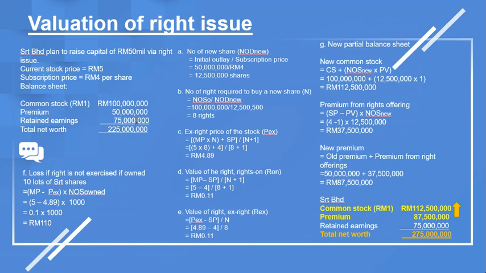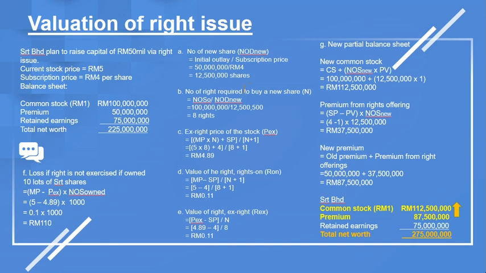Okay, and we start with the calculation of the number of new shares. It is calculated by taking the initial outlay divided by the subscription price. So the initial outlay is 50 million and the subscription price is 4 ringgit. So the number of new shares is 12.5 million.